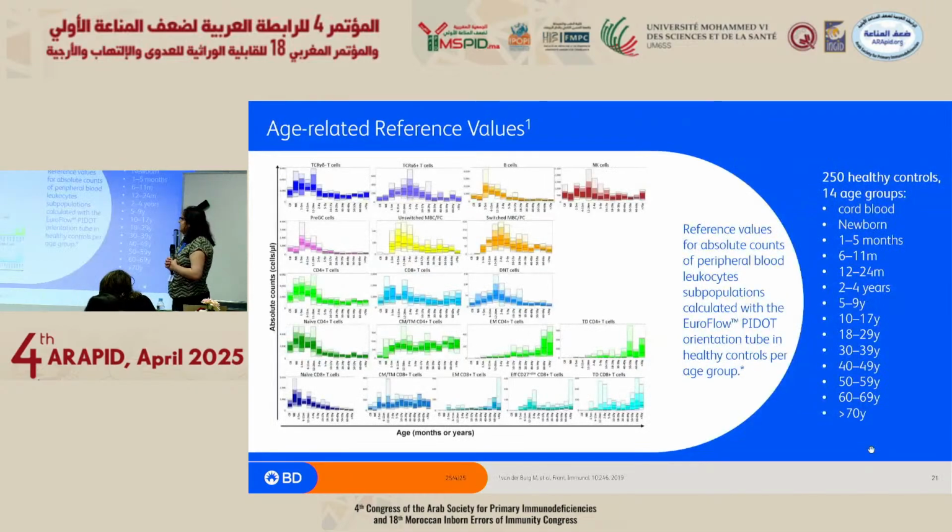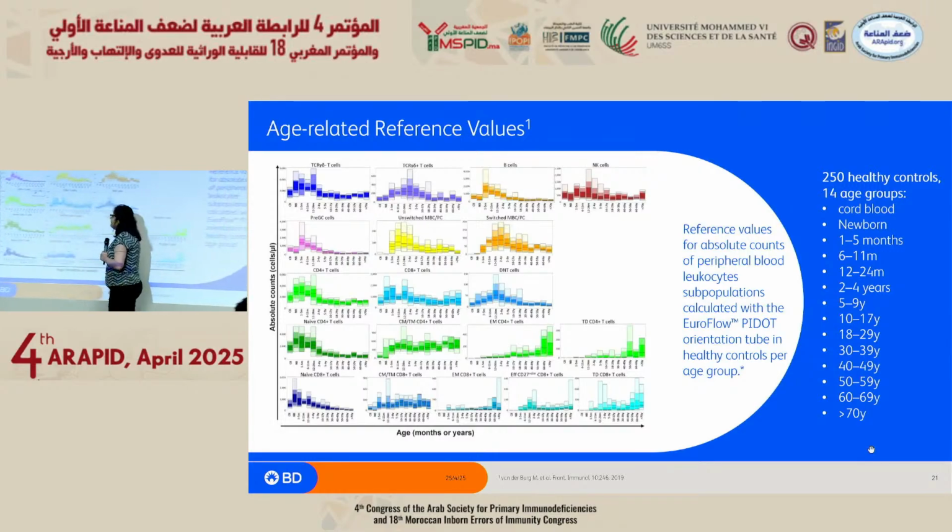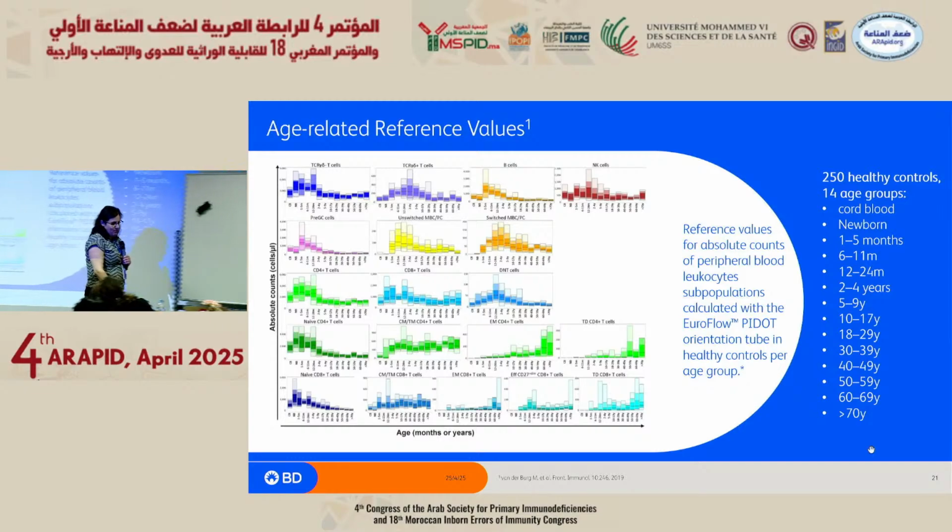So this is a visual example of the age-related reference values. As I told you, it's 250 healthy donors, 14 age groups, and starts with cord blood. It has newborn, but it also goes until adulthood. As I told you, more than 50% of the patients are diagnosed in adulthood. So this is also very important. But as you can see here, the age groups are more divided because there's a lot of difference in young age. So it's important to compare with the correct age group to have the best results.